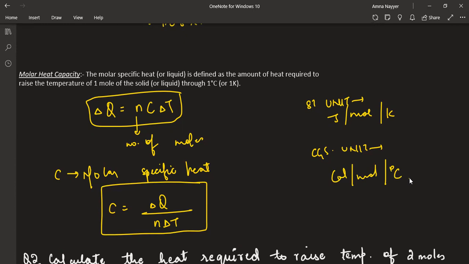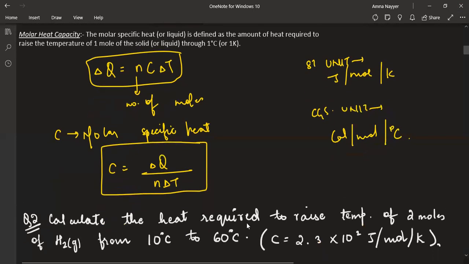Fine. Note it down. One numerical also we'll see based on this, a direct formula based numerical. I think you should try that once. Try this first by yourself, then I'll discuss it. Based on this formula, the way we did it in the last class.